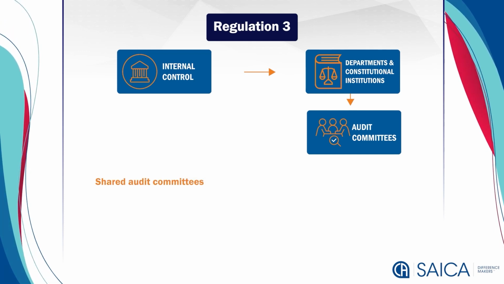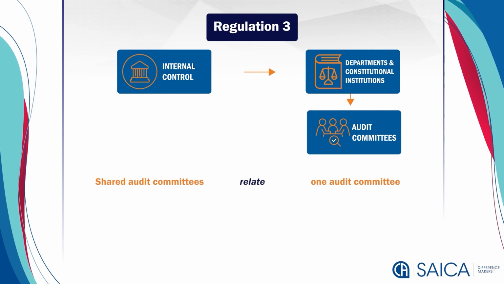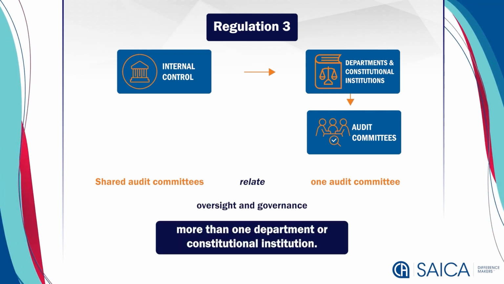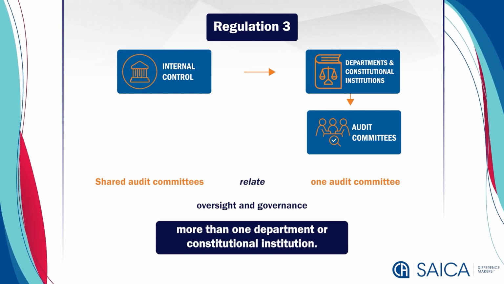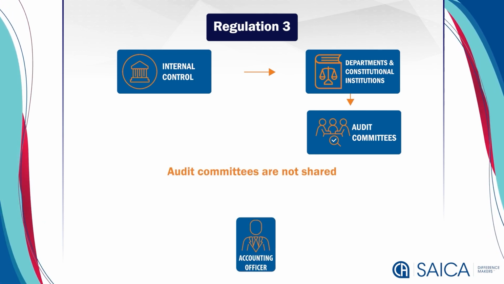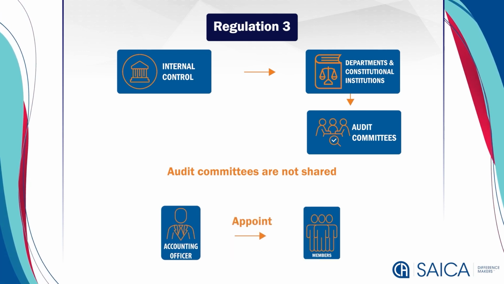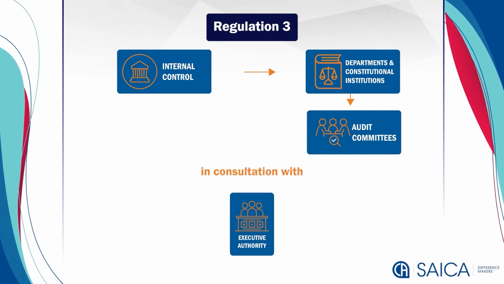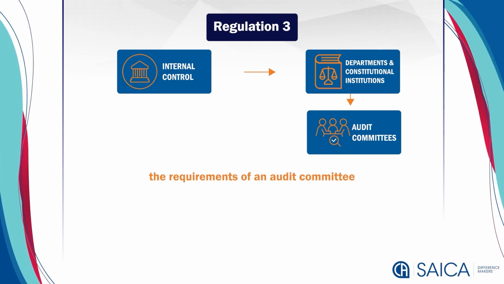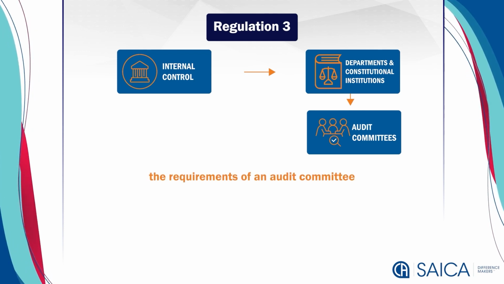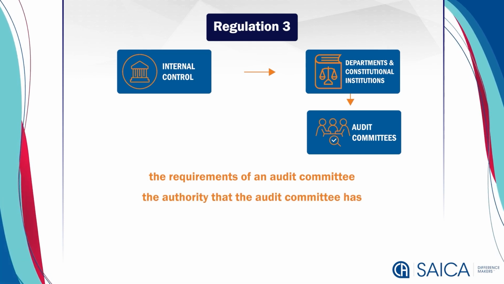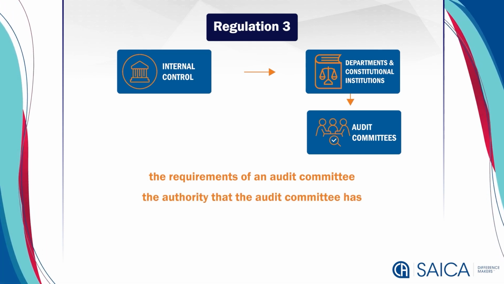Shared audit committees relate to one audit committee having its legislated oversight and governance extended to more than one department or constitutional institution. In cases where audit committees are not shared, the accounting officer must appoint these members in consultation with the executive authority. These regulations also outline the requirements of an audit committee as far as its composition is concerned, as well as indicating the authority that the audit committee has.